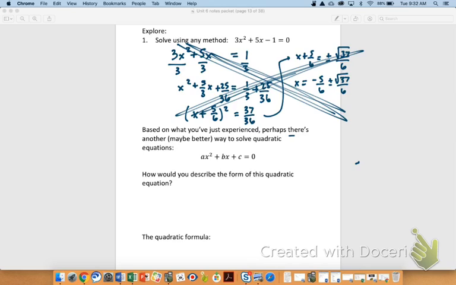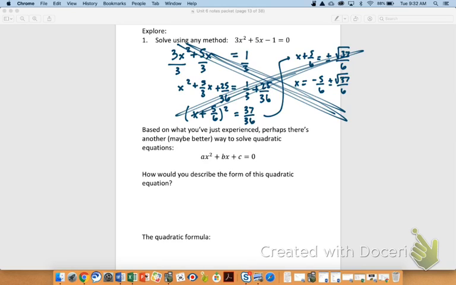Down the road in Algebra 2, you might. I mean, this is far from not doable. This is totally doable, but it's a lot harder than the way I'm going to show you today. So I write down here, based on what you've just experienced, watching me do this with scary fractions and all this stuff, maybe there is an easier way to handle these non-factorable quadratic equations if they don't factor.